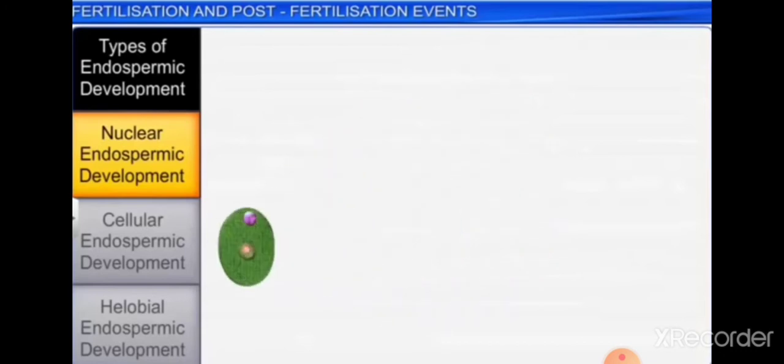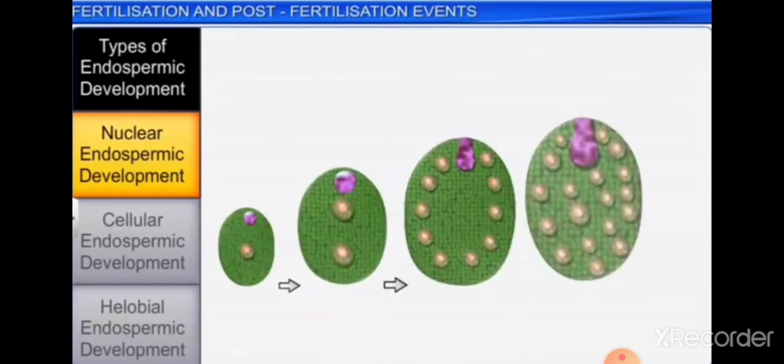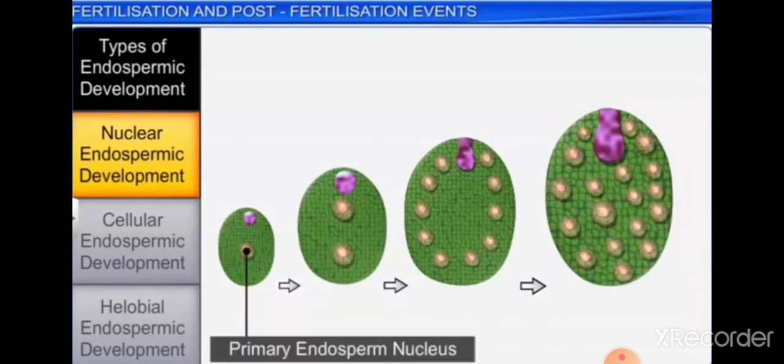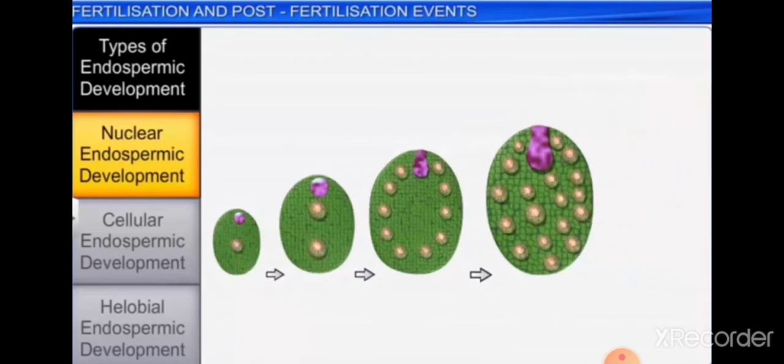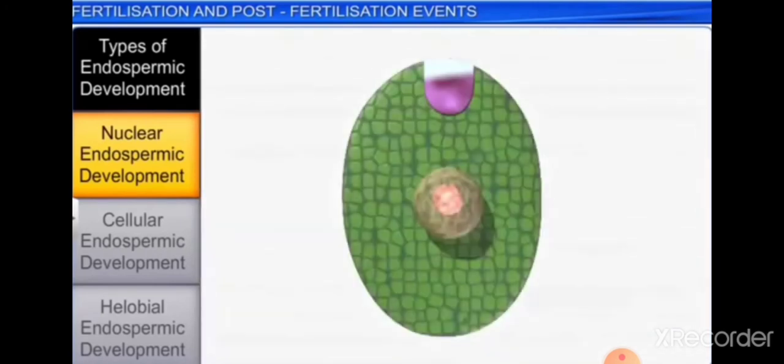The nuclear endosperm development is the most common type of endosperm development. That is, the primary endosperm nucleus divides mitotically and forms free nuclei. So mitotic division takes place. This division is sometimes followed by cytoplasmic divisions from the periphery.